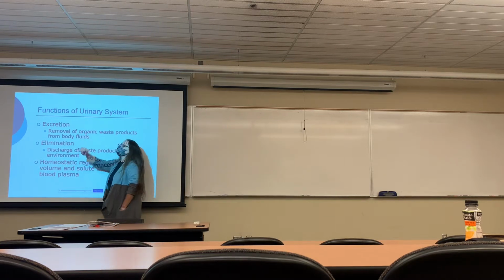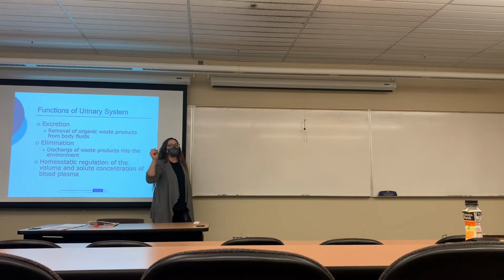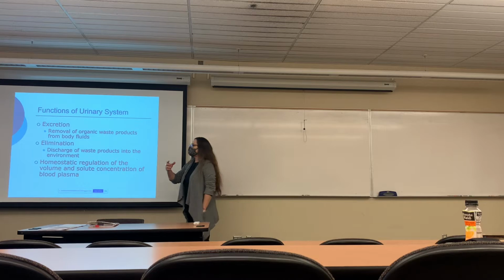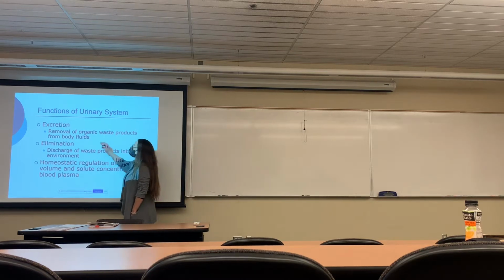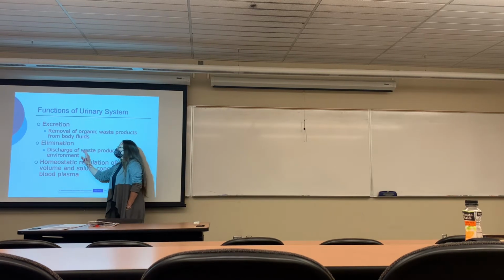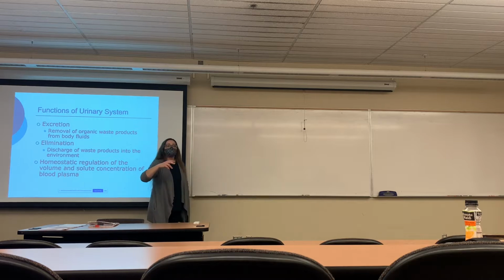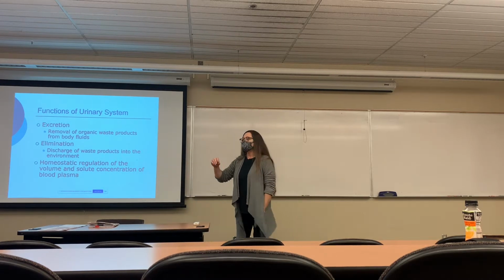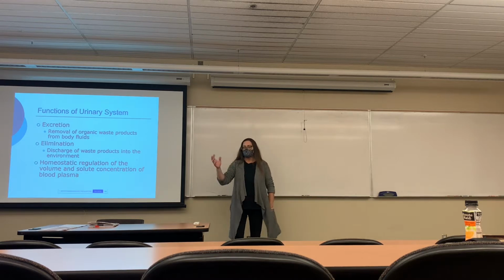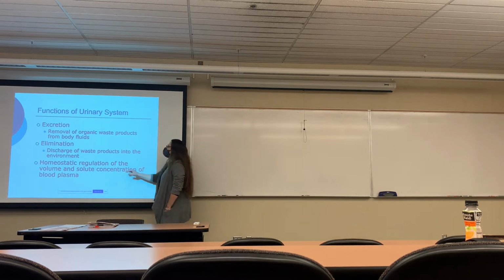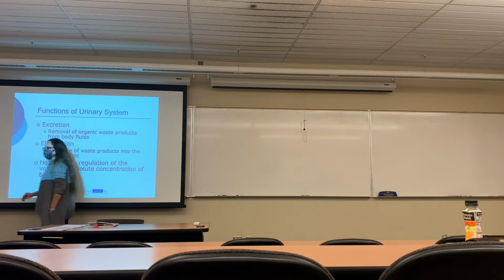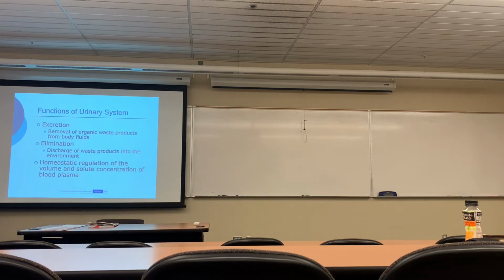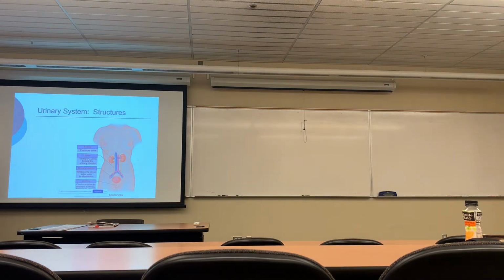So we're going to filter blood. We're going to remove organic waste and other compounds, solutes, from the blood. We're going to form urine in the process, and then we're going to eliminate that urine and all the organic waste and excess solutes that are in there. While we're doing that, we're going to be homeostatically regulating various parameters. We look at structures. In terms of gross anatomy, very straightforward.